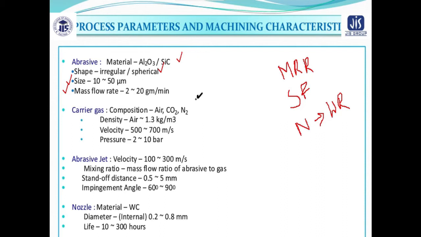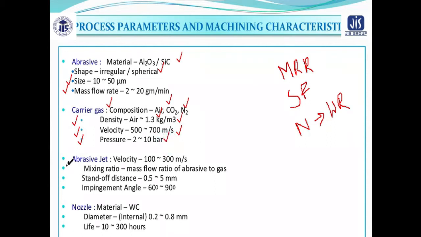Next we are talking about the carrier gas. Basically composition, I mean to say what it can consist of: air, carbon dioxide and nitrogen. Next comes density. The density of air is 1.3 kg per meter cube. The velocity should vary between 500 to 700 meter per second. What should be the pressure variation? It should be between 2 to 10 bar.